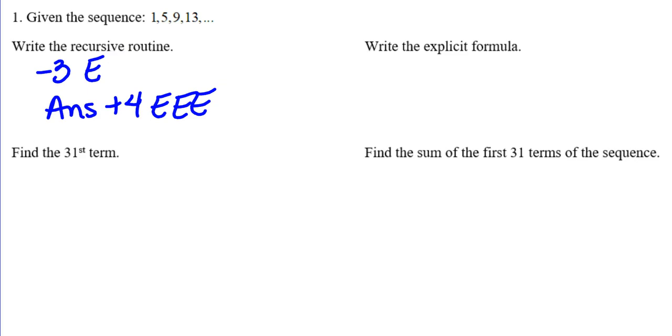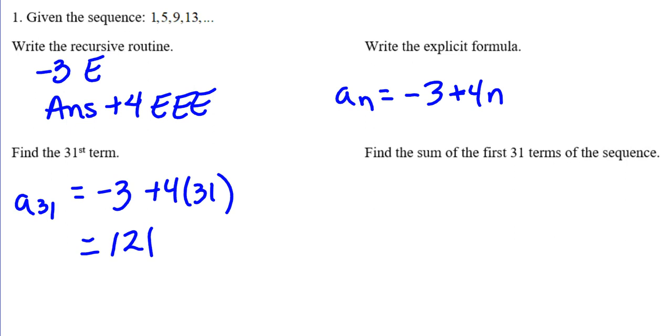Now I can use that and morph it into the explicit formula saying any term number, a sub n, can be calculated by following negative 3 plus 4 times n. Therefore, if I wanted to find the 31st term, I could put 31 in for n, follow my order of operations, and calculate its value, which happens to be 121.